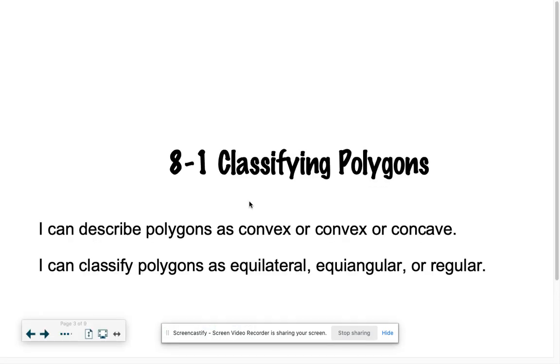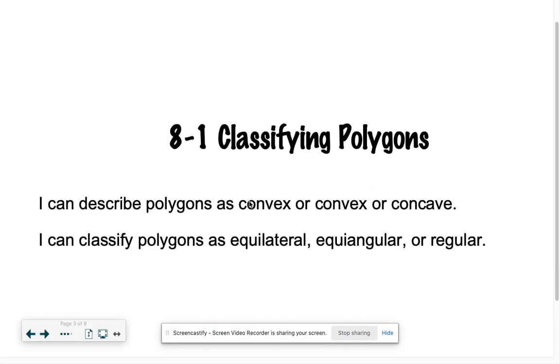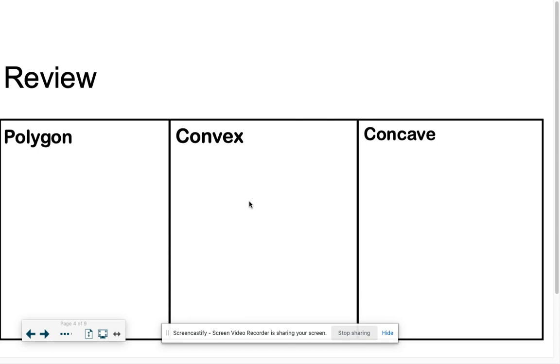Hello, everyone. We are going to do a video lesson for classifying polygons because a lot of this is review, and I think it's just a better use of our time. So let's just review quick. A polygon is just a figure made up of straight sides.